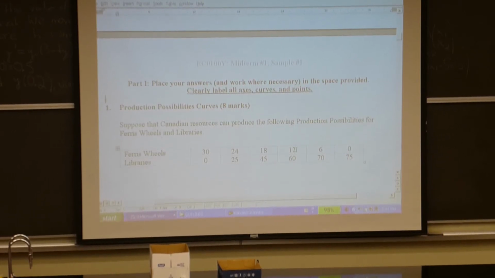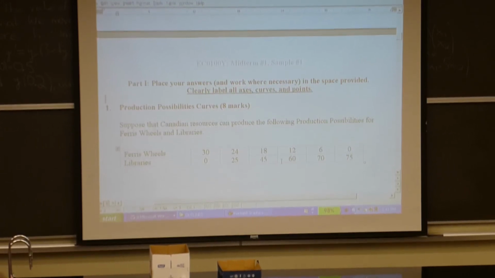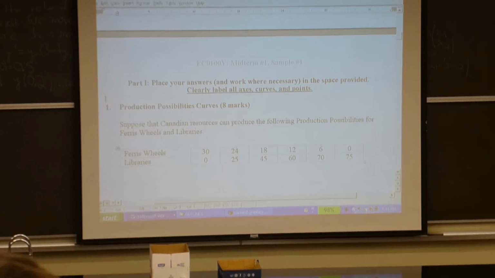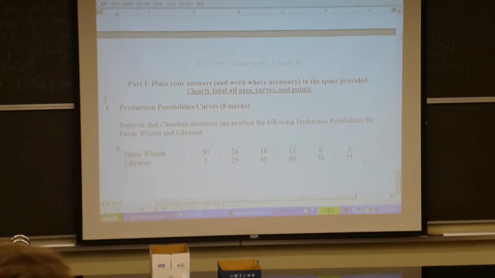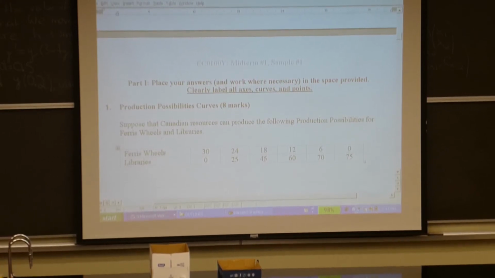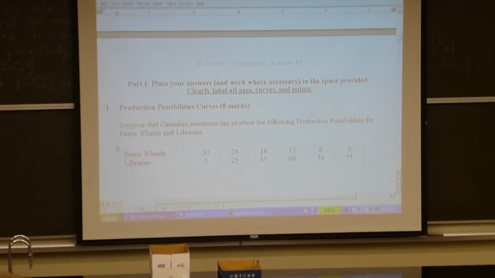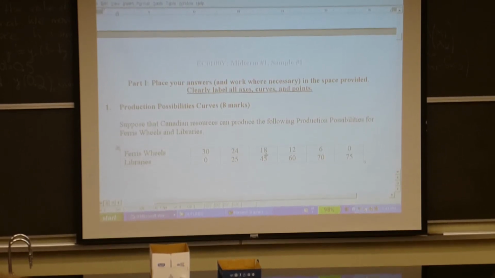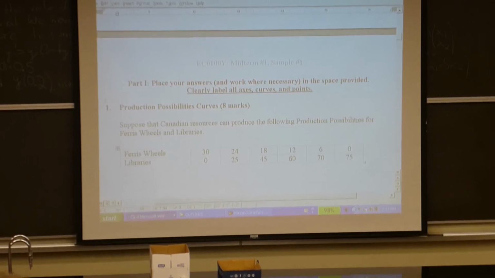On the other hand, I can do the same thing. What is the opportunity cost of going from 12 to 18 Ferris wheels? We gain 6 Ferris wheels, but we lose 15 libraries. So the opportunity cost per unit is 15 over 6. Everybody, so far so good. Let's switch back. Now I want to know, what is the opportunity cost of going from 45 and 12? Supposing we're presently producing 45 units and 12 units. What is the opportunity cost of increasing output to 60?